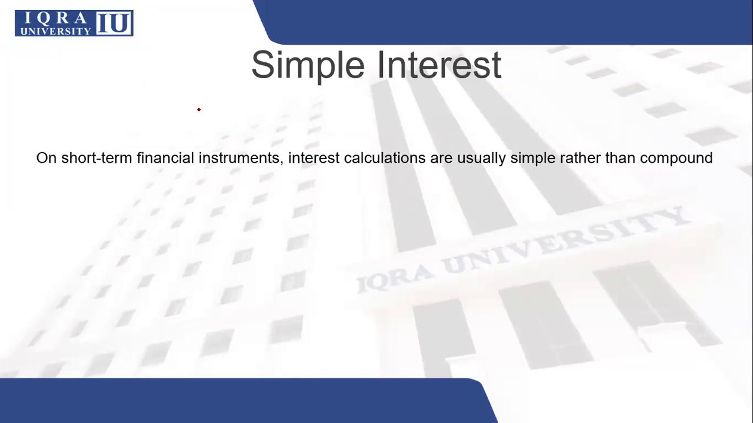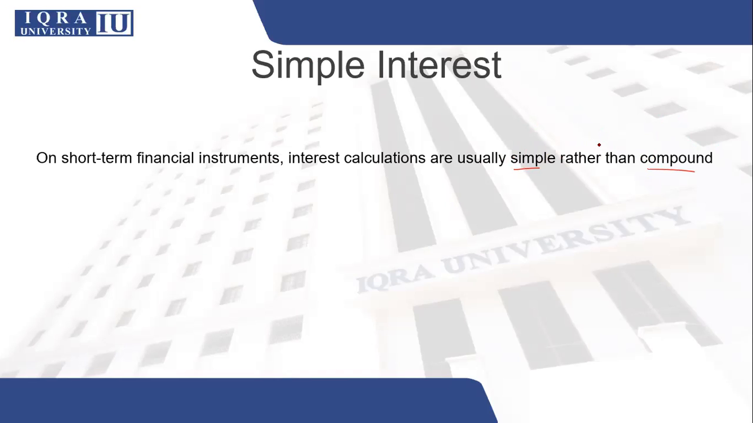On short-term financial instruments, interest calculations are usually simple rather than compound. Simple means that the interest is charged only on the principal amount, whereas compound means that interest is charged on interest. Again, if you have forgotten the difference between them, do watch the videos before starting with this lecture.